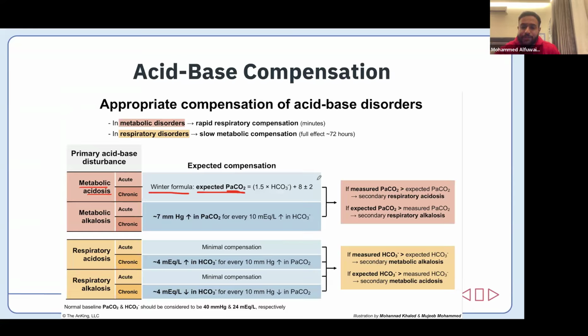Okay? Until now, are we good? Does this make sense, what's compensated, what's concomitant? Okay. To give you a scenario of when this would happen: in a patient with COPD, what do you expect their acid-base disease to be? Respiratory acidosis. Good. They're retaining a lot of CO2.